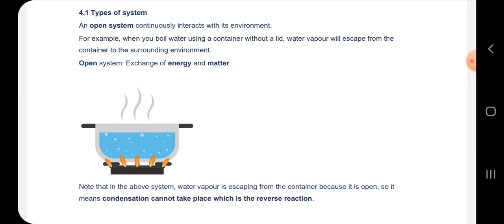So there is exchange of energy and matter in an open system. When the pot is open, the vapor is escaping from the container. It means condensation cannot take place, which is the reverse reaction, okay? So in an open system, there is no condensation, which means there is no reverse reaction, okay? That's what you have to know.